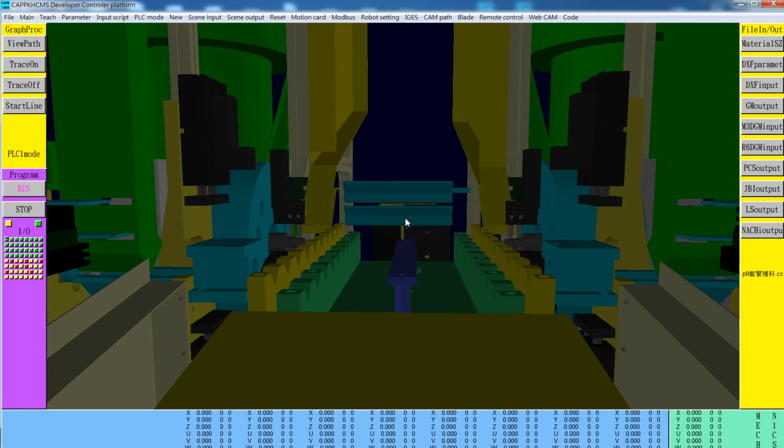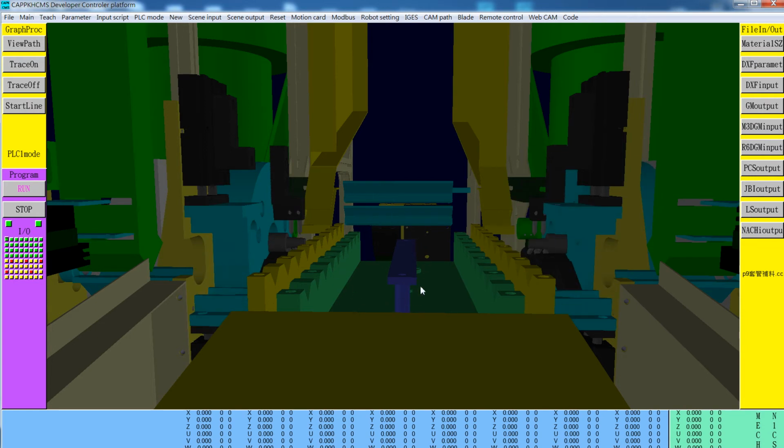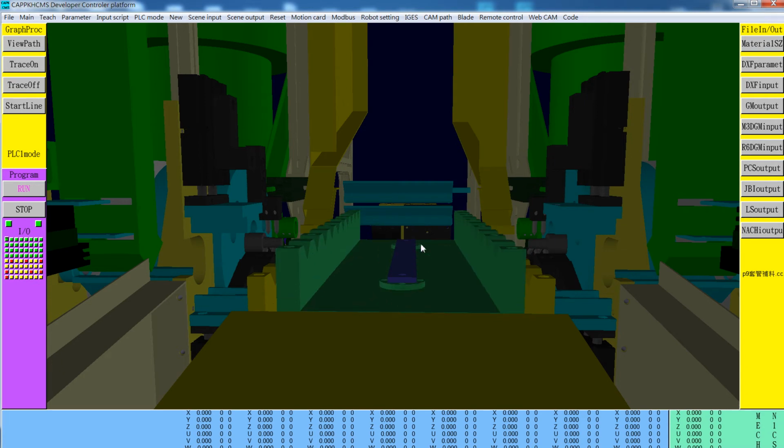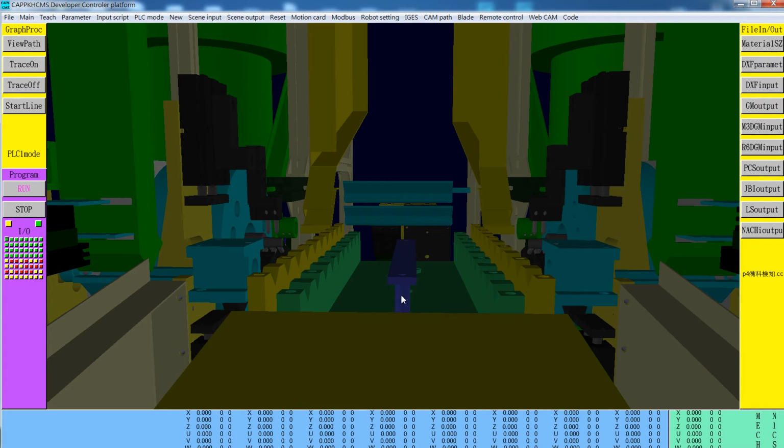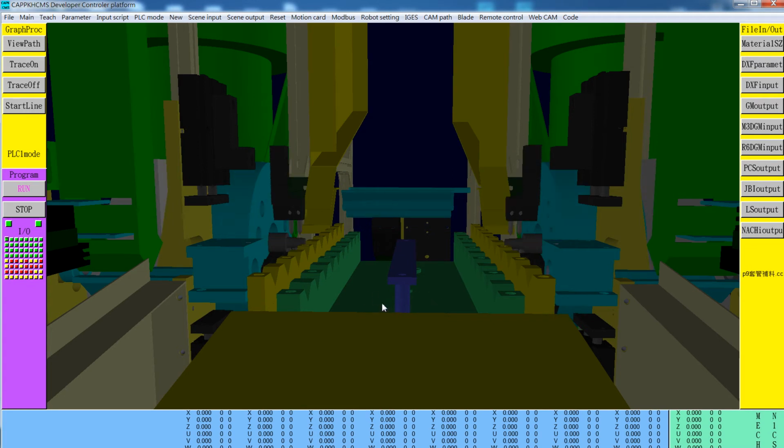So the moving mechanism runs a cycle to shift the 10 aluminum bars together to the X positive every time, 50 millimeters to the next teeth.